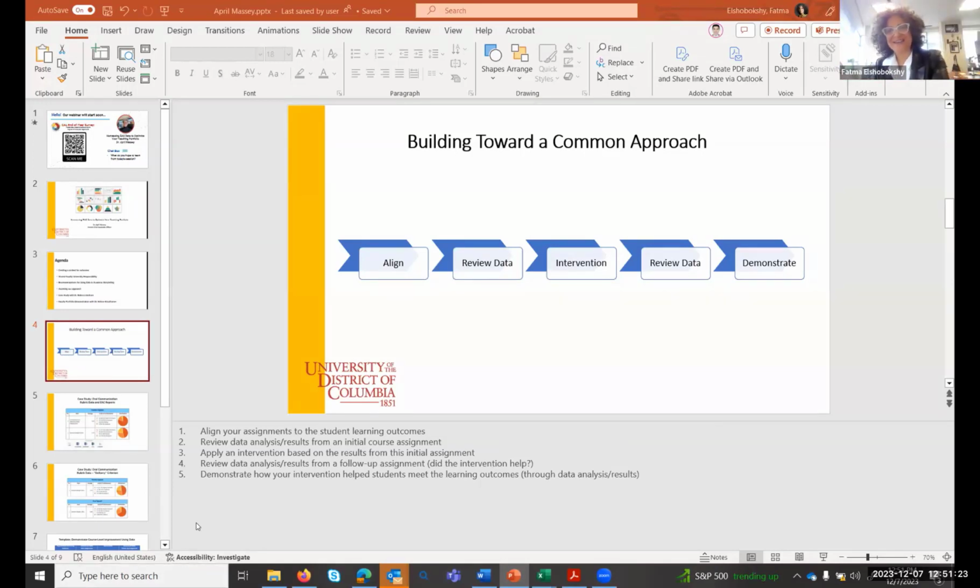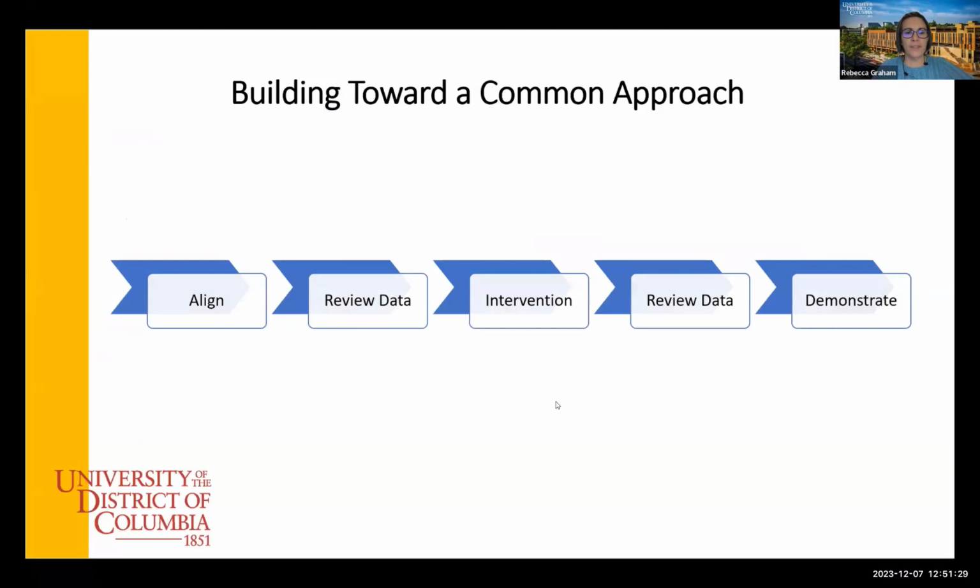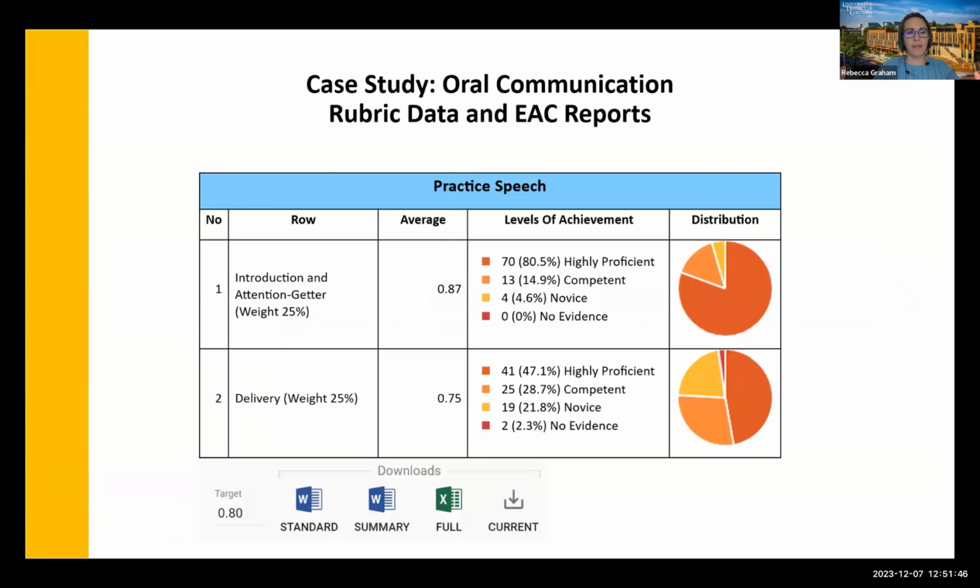Thank you, Dr. Massey. Dr. Graham? Yes, thank you so much, Dr. Massey, for setting the context in the way that you did. You perfectly teed me up, and the context you set is so important. So we're now going to move into some EAC reports. So take this model that Dr. Massey is talking about and turn it over to this new tool in Blackboard.